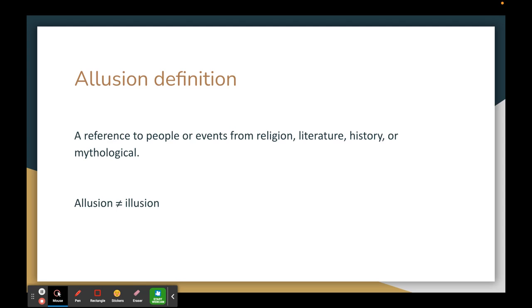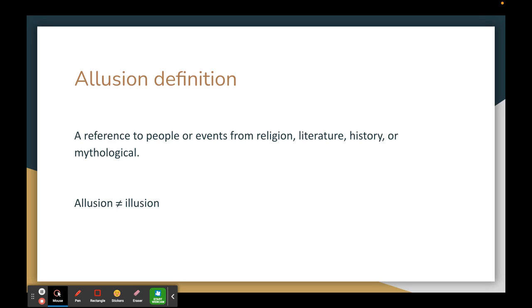So, to begin, I want to be sure that you have a good understanding of what illusions are. An illusion is a fancy word for a reference to other people or events. These can be religious, literary, historical, or even mythological. Note though, the illusion that we are talking about is spelled with an A, not an I.